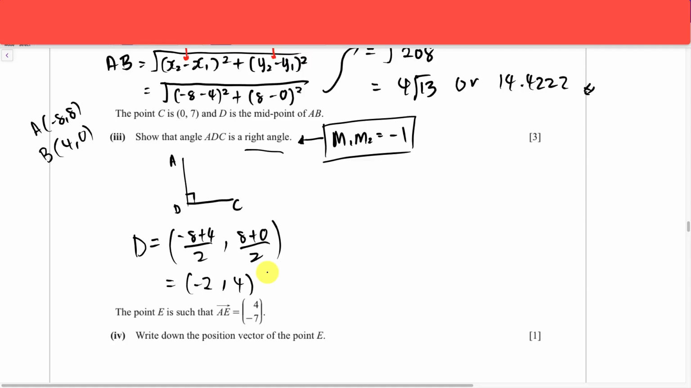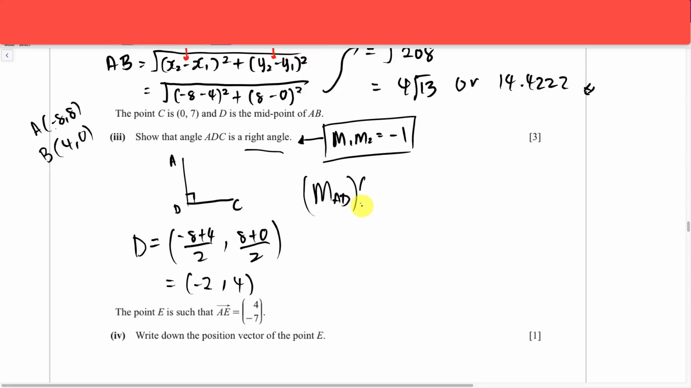The next thing I will do is find the gradient of AD. So for the gradient of AD, use the gradient formula, y minus y over x minus x. My x over here is -8. Oops, what am I doing? You can do it like this, but let us do it all together, because it's just 3 marks. I don't want to waste so much time.